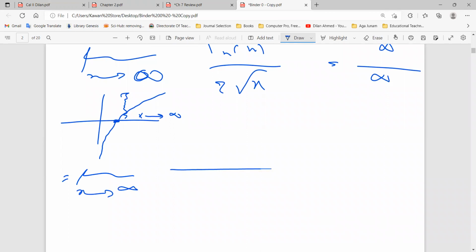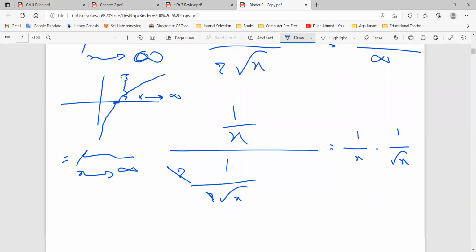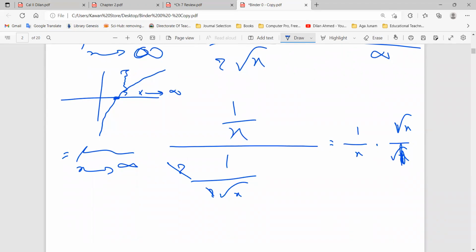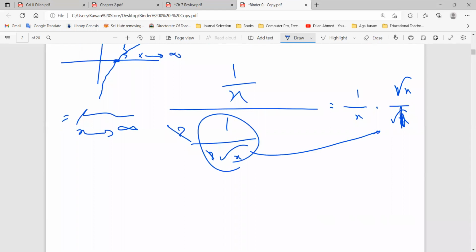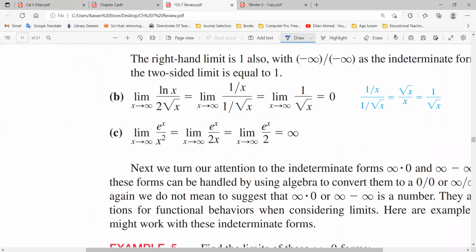The derivative of ln is 1 over x. The derivative of the square root of x is 1 over 2 square root of x. And we take the reciprocal, so it will be that one over that one. If I put infinity, I will get 1 over infinity, and I'll get 0.